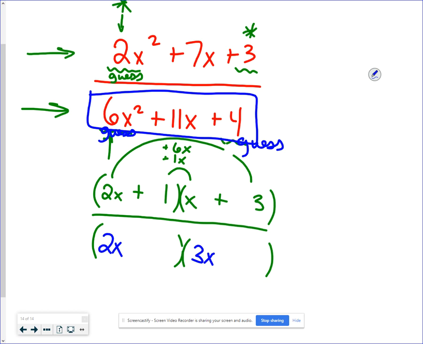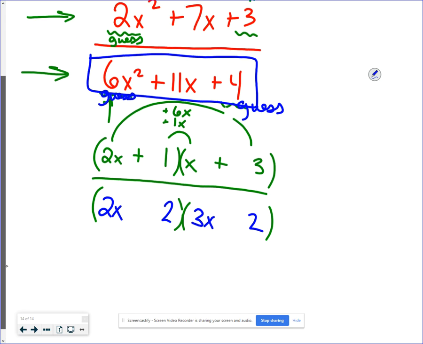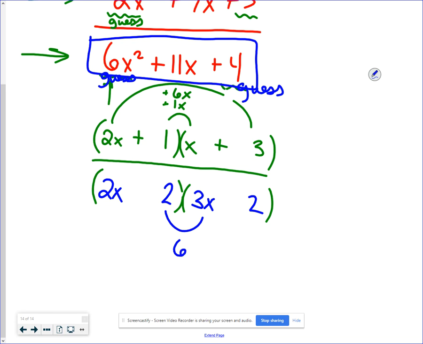So I can either use 1 and 4 or 2 and 2. Again, I don't know which one's correct. I'm just going to say 2 and 2. We'll see. So now we just have to check it and see if we did this right. So let's check this. 2 times 3x is 6x. 2x times 2 is 4x. I want 11x. That doesn't turn out to be 11x. So we guessed wrong. If I switch the 2 and 2, it's not going to change it. So we're going to have to try 1 and 4, or 4 and 1. We're trying to get 11x.